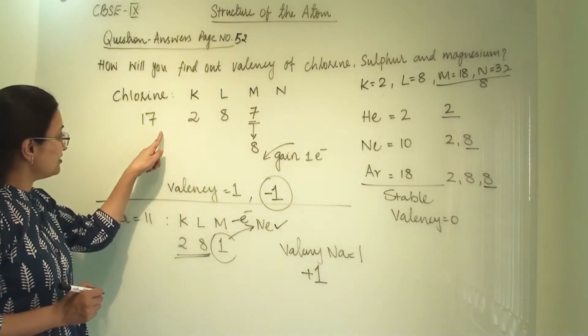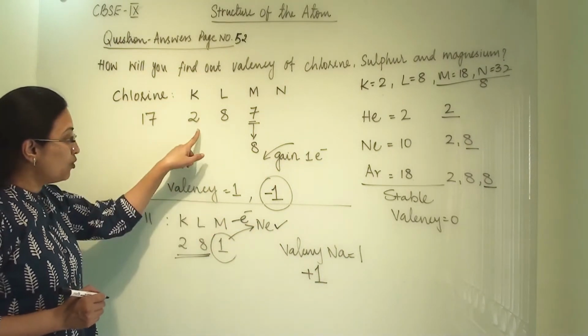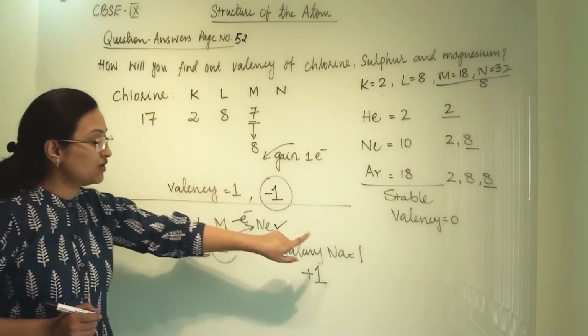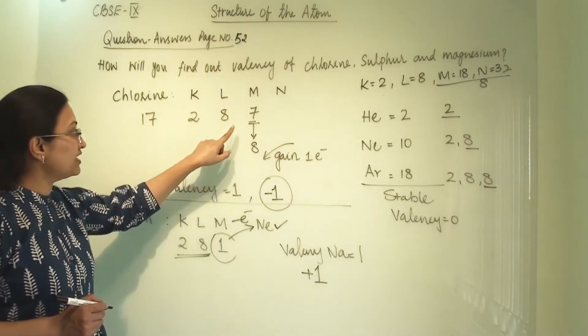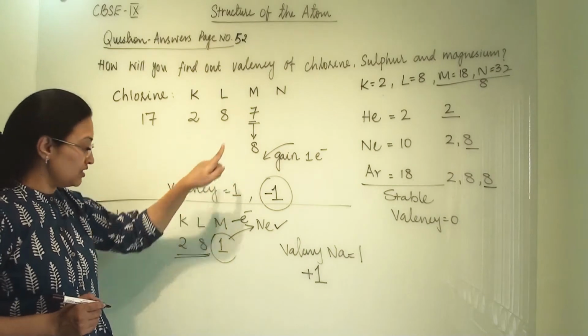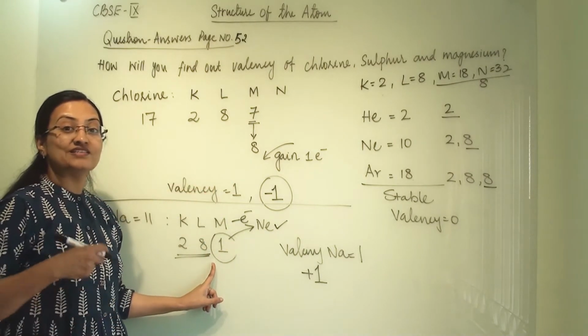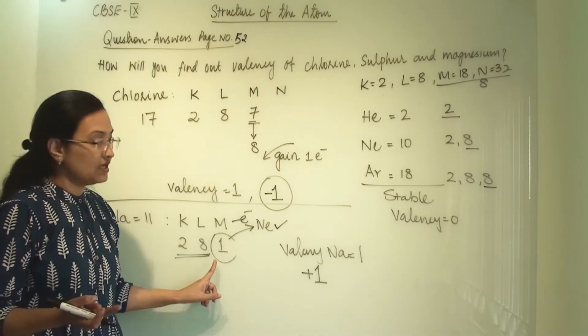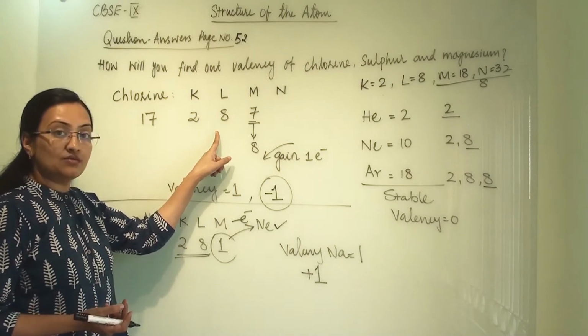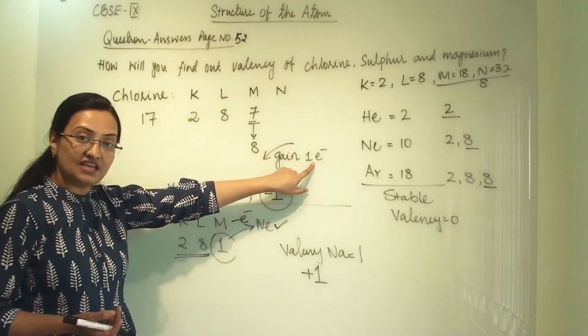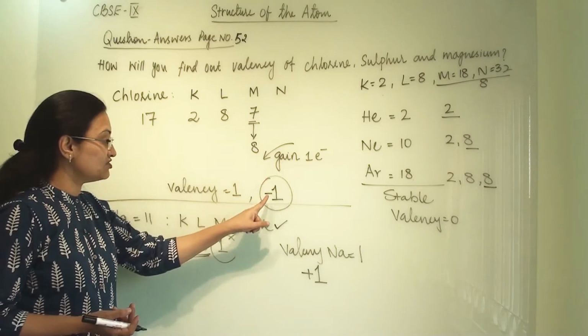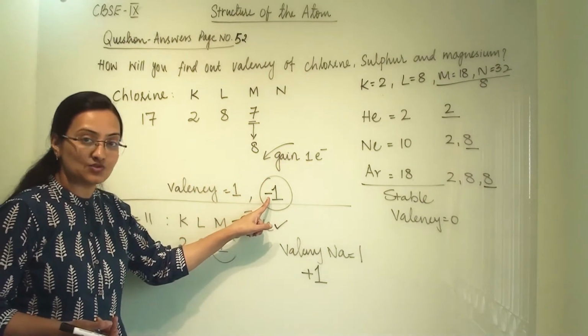So what is the difference between chlorine and sodium? Both atoms' valency is 1 only. Here chlorine is lacking 1 electron. Here sodium has an excess of 1 electron. So chlorine will become stable like argon after gaining 1 electron. So that's why the charge will be -1.